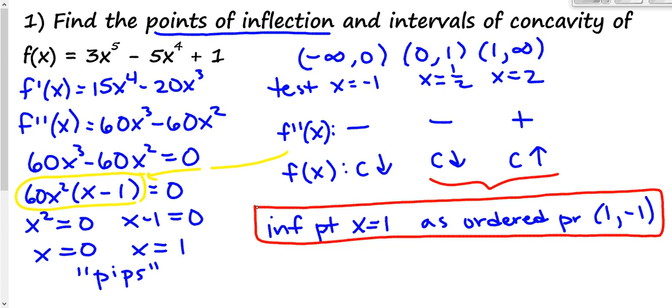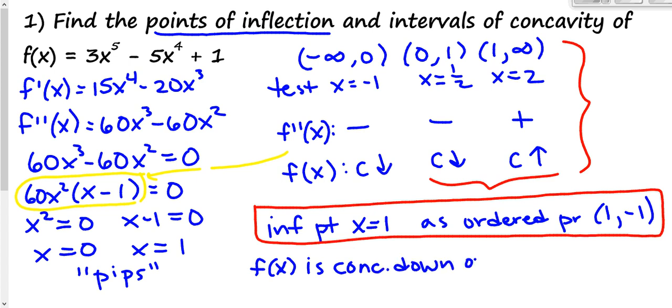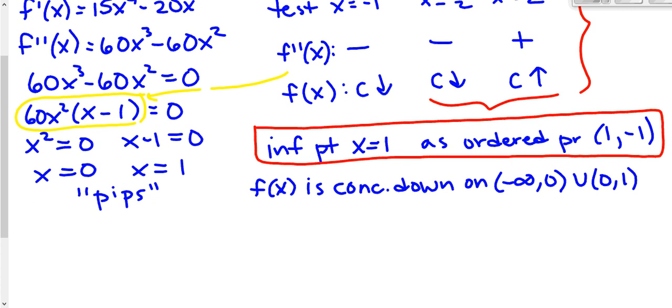Well, we have that in this little chart thing that we did, but we could just make it a little bit more explicit and say that f of x is concave down on the interval from negative infinity to 0, union the interval from 0 to 1, and we could say f of x is concave up on the interval from 1 to infinity.